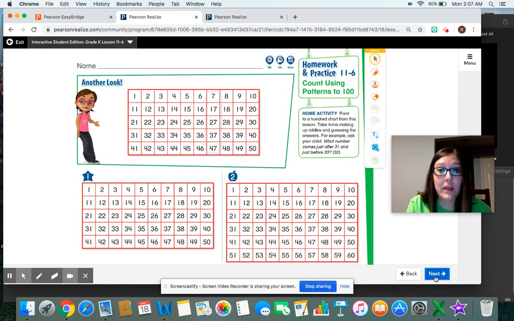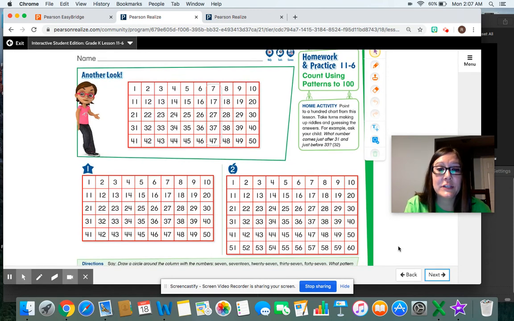There we go. All right, we are to the homework and practice pages in your book. These pages, again, are optional. Remember, that means you can do them if you want to, but you don't have to. If you'd like the extra practice, go ahead and go for it. If you do those pages, send me a picture so that I can see your work. All right, kiddos, let's take a look at the Another Look video.